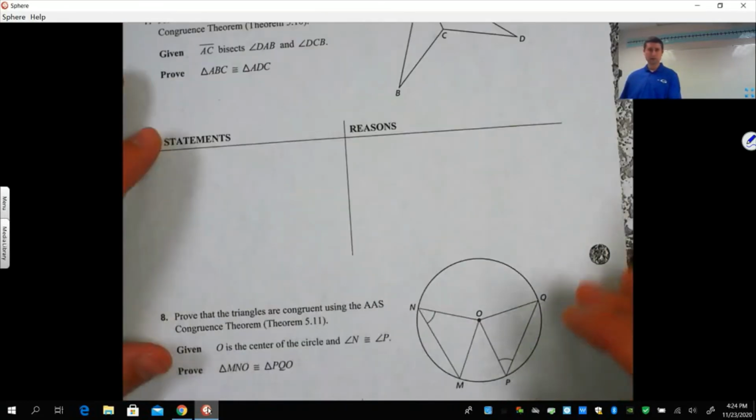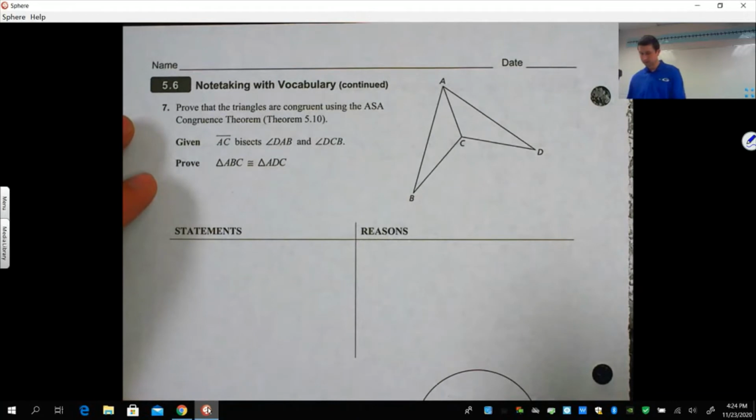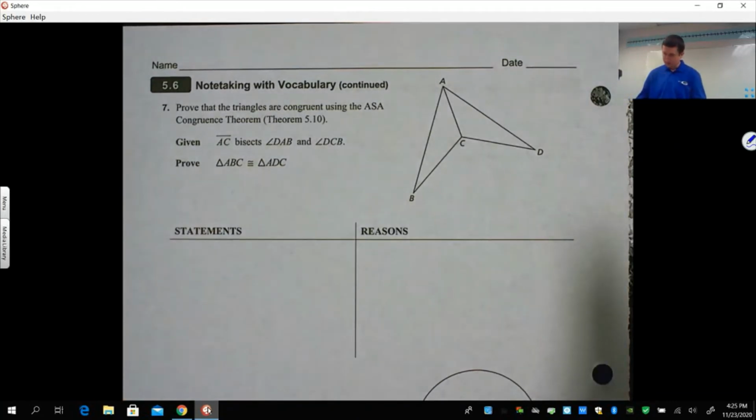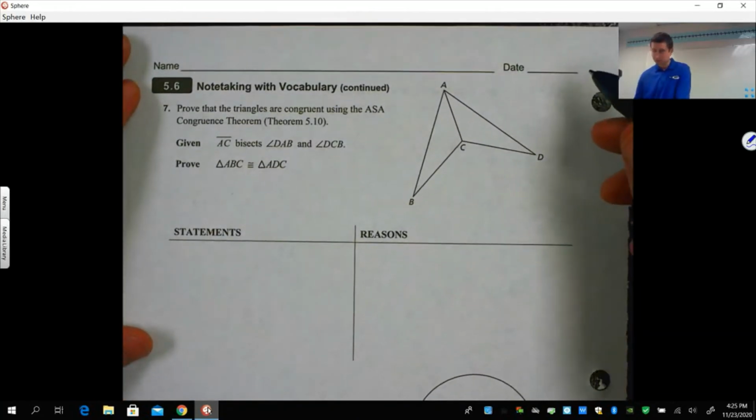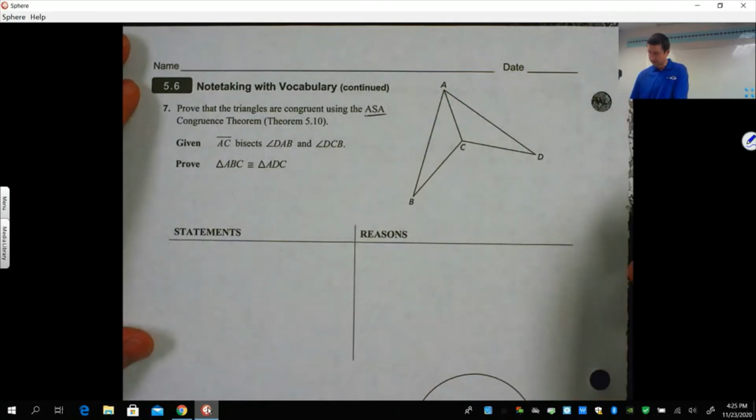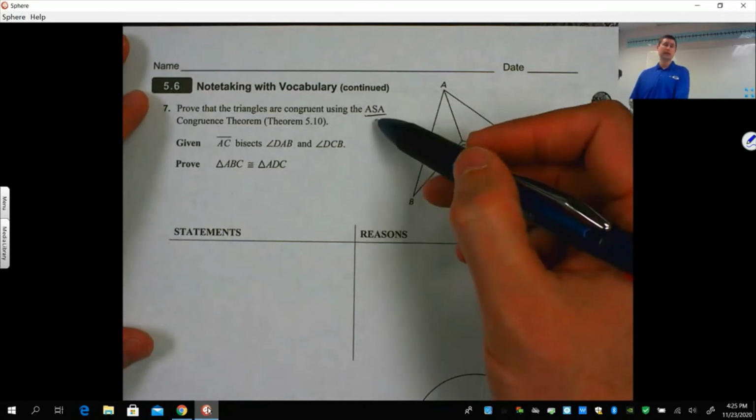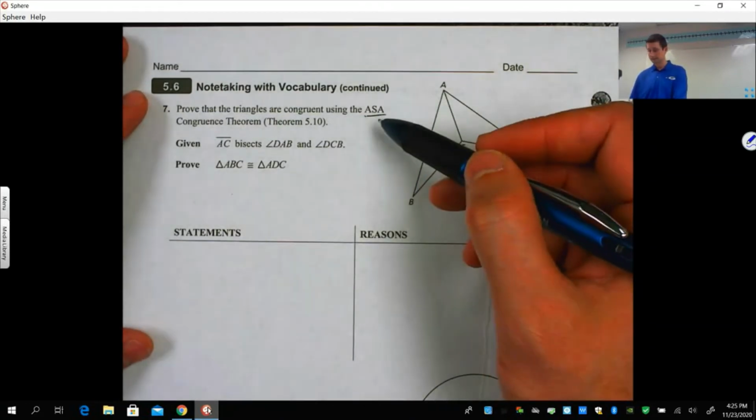Hey, proofs! Everybody's favorite. Yay. Okay, prove that the triangles are congruent using, hey, they told us, the ASA congruence theorem. So that's going to be our last reason, ASA.